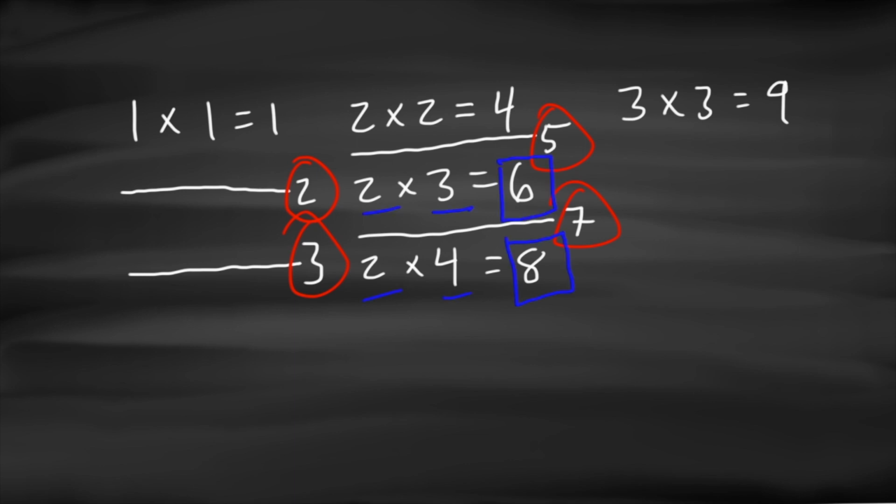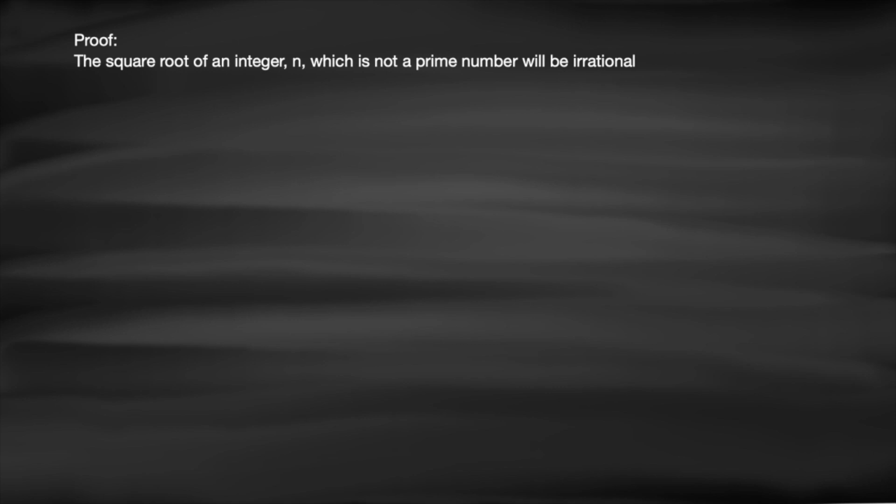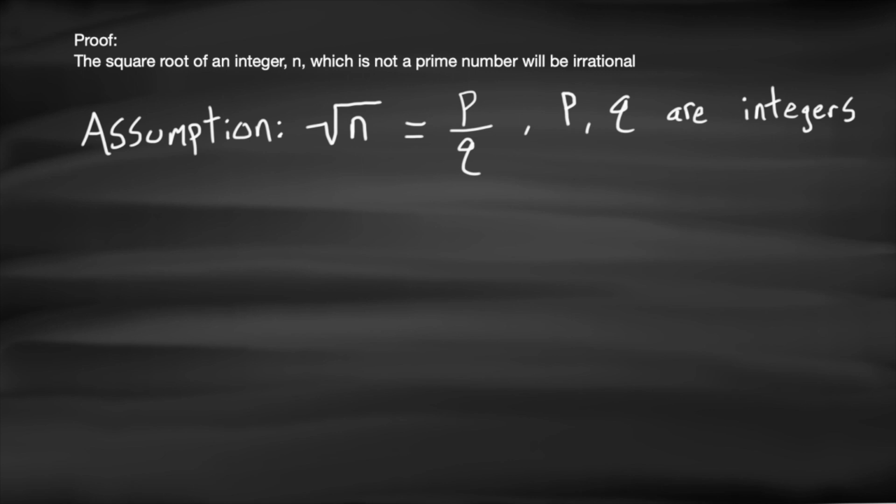Numbers which do have smaller numbers that multiply into them don't necessarily have 2 factors which are equal. Like 6 is 2 times 3, but the square root of 6 is not a whole number. It is for this reason that square roots of any non-perfect squares will result in an irrational number. To prove this is true, let's start by assuming that the square root of some integer n is a rational number, meaning that it takes the form the square root of n equals p over q, where p and q are integers.